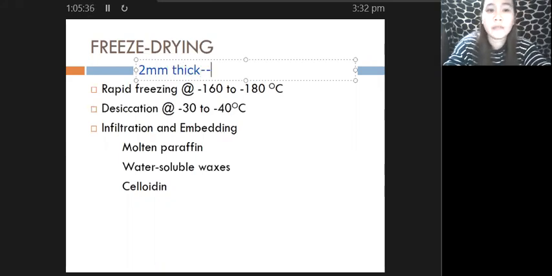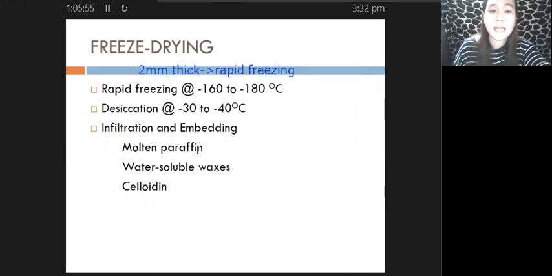After you have this tissue sample, you have to make use of rapid freezing, or freeze your sample rapidly. Rapid freezing of your 2 millimeter thick tissue sample is carried out at very low temperatures, specifically minus 160 to minus 180 degrees Celsius.